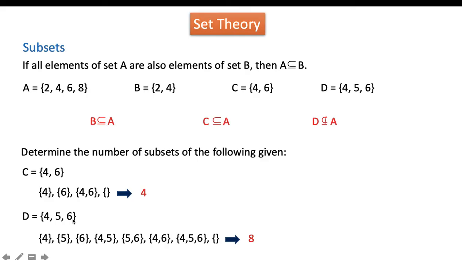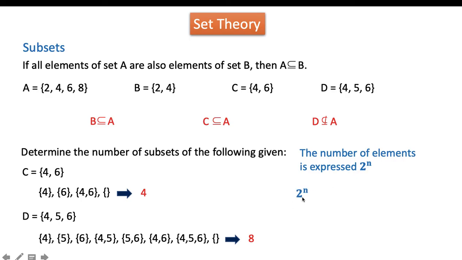What if it has 4 or more elements and we don't have the luxury of time to list down all the subsets? So we can use this expression. The number of subsets is expressed as 2 raised to n.